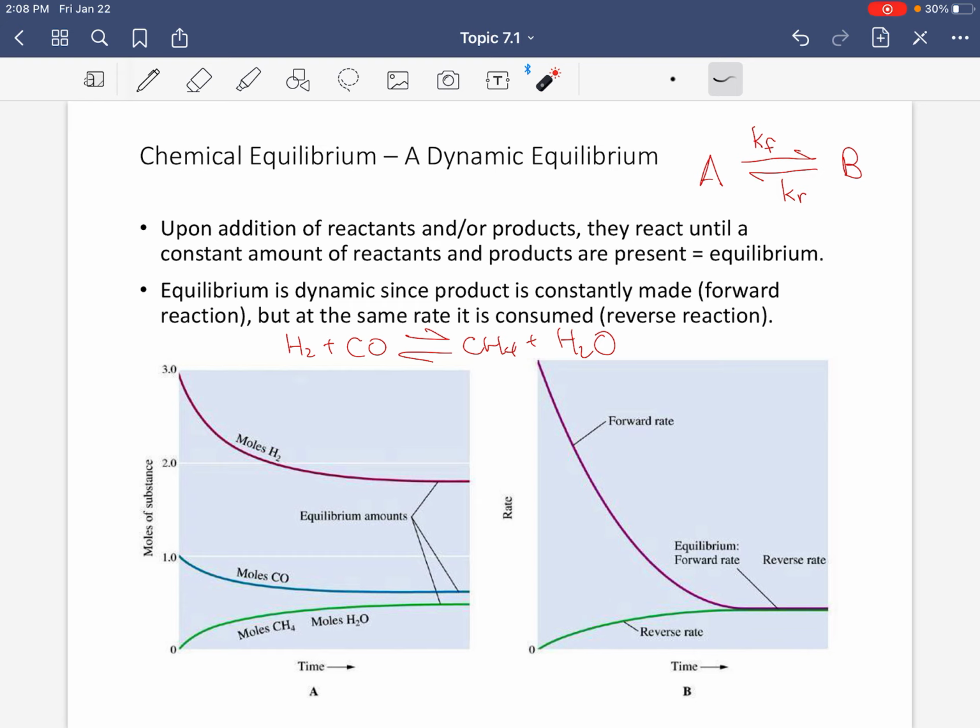Okay, here's the same graph, really showing you this time, instead of mass, we look at rates, that at a certain time, the forward reaction and the backward reaction are at the same rate, which is equilibrium. All right, let's continue.